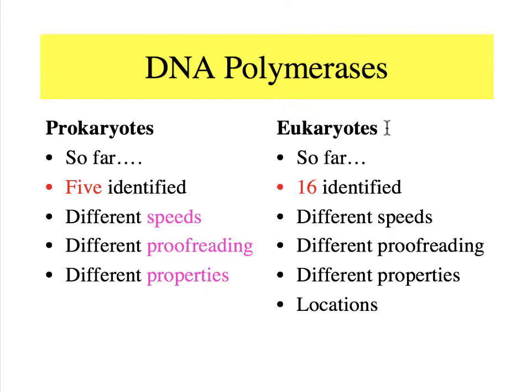Likewise, in eukaryotes, we have identified 16 different DNA polymerases, and these are also classified according to various properties, as well as the locations within the cell at which they operate. Because there are so many varied DNA polymerases, we will focus our attention first on several important properties of the most common DNA copying enzymes found when chromosomes are replicated.